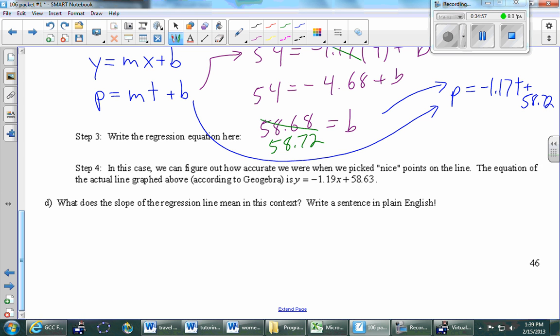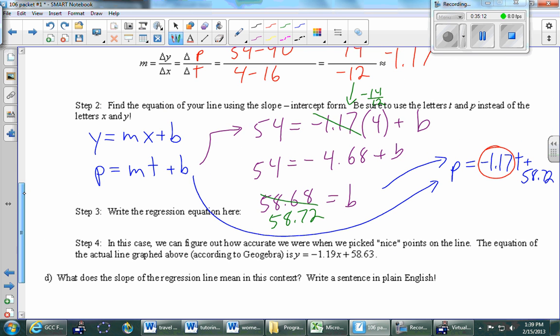First of all, anytime you ask me to interpret slope, I need to write down the units before I have any sense of what the answer is. I mean, I know what the slope is. My slope is negative 1.17. But to interpret it, I need to know what the units are. To figure out what the units are, I'm going right back up to my slope calculation here in red.